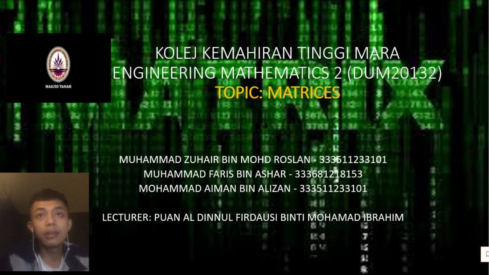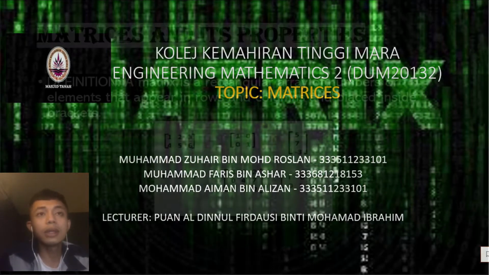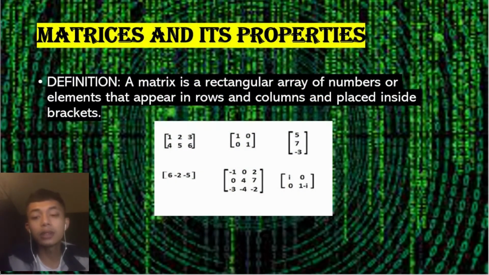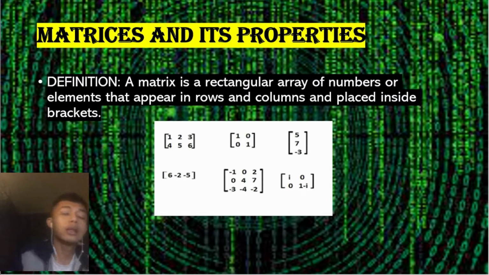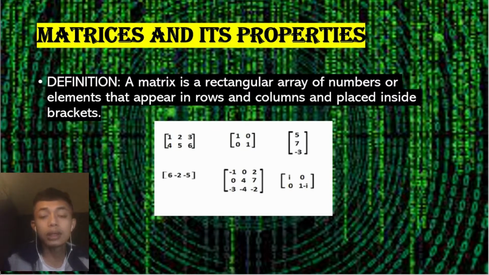Today I'm going to present about matrices or matrix. Matrices can be defined as a rectangular array of numbers or elements that is determined by its rows and columns and placed inside the bracket. So you can see as the example, there are 6 examples there. The first example has 6 elements. The second one has 4 elements, and the third one has 3 elements, rows and columns, and you can see it through.